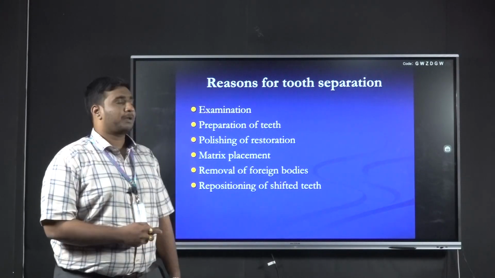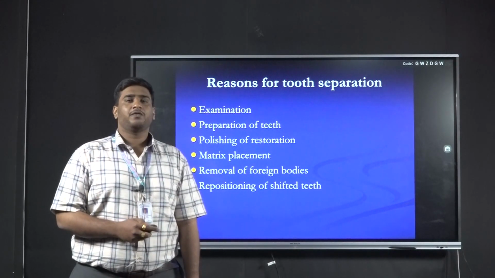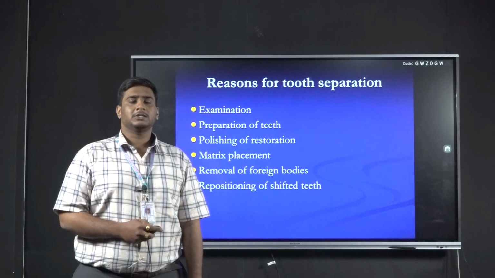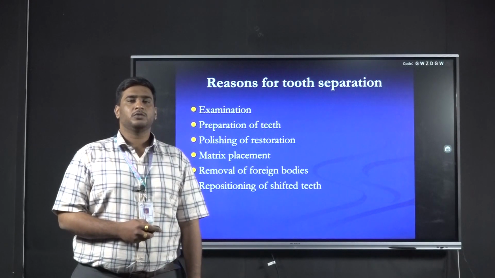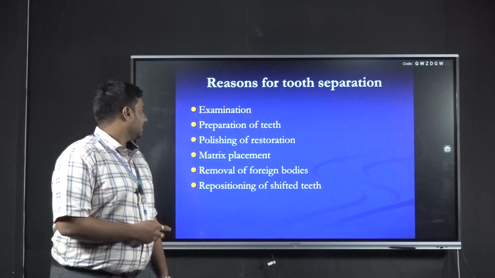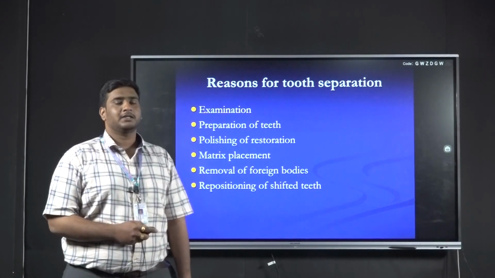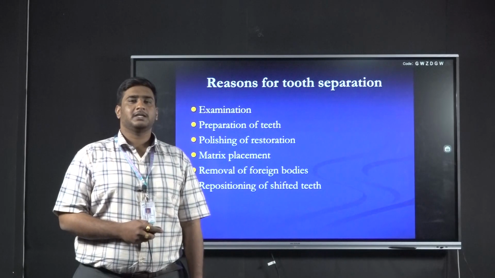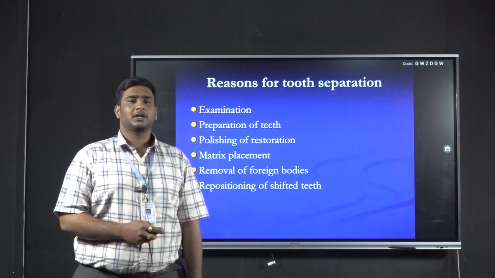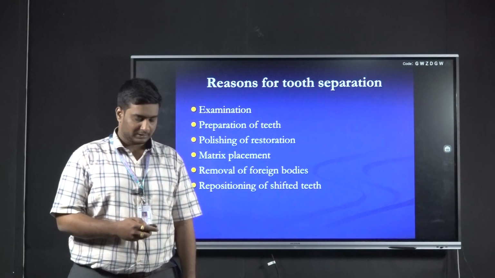And the next one is preparation of the tooth. In case of full coverage restorations for prosthesis, to prevent iatrogenic damage to the adjacent tooth, tooth separation is necessary. And the next one is polishing of the restoration. After completion of the restoration, in class 2 or class 3 cavities where the proximal surfaces are inadequately accessible to the polishing instruments, tooth separation plays an important role in proper polishing of those restorations.